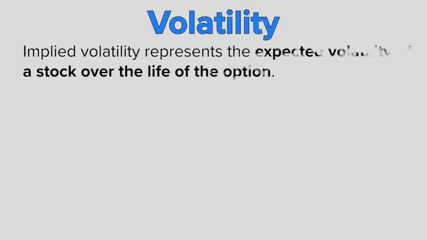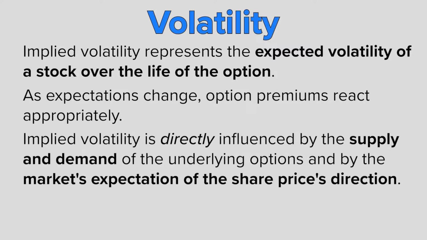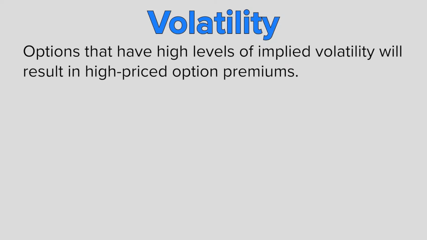So what is this implied volatility thing? Implied volatility represents the expected volatility of a stock over the lifespan of that option. As expectations change, option premiums react appropriately. Implied volatility is directly influenced by the supply and demand of the underlying options and by the market's expectation of the share price's direction. As expectations rise, or as the demand for an option increases, implied volatility also rises. Options that have high levels of implied volatility will result in higher priced option premiums.